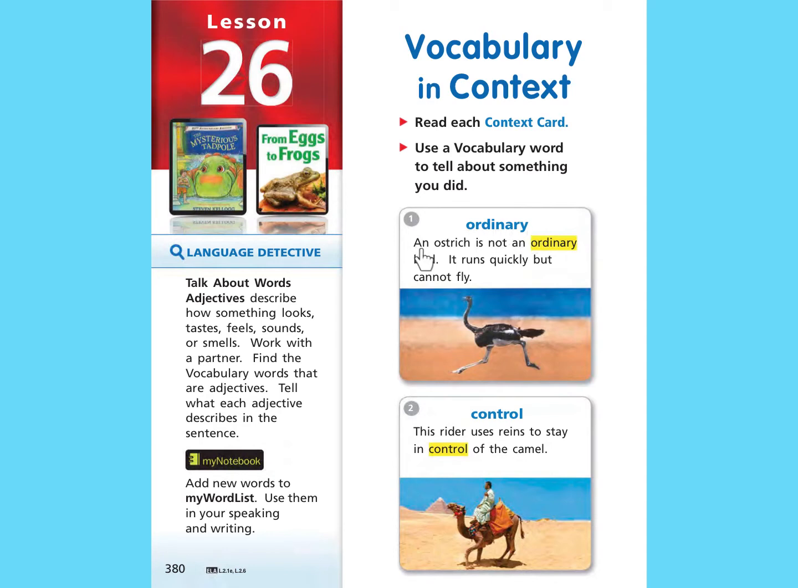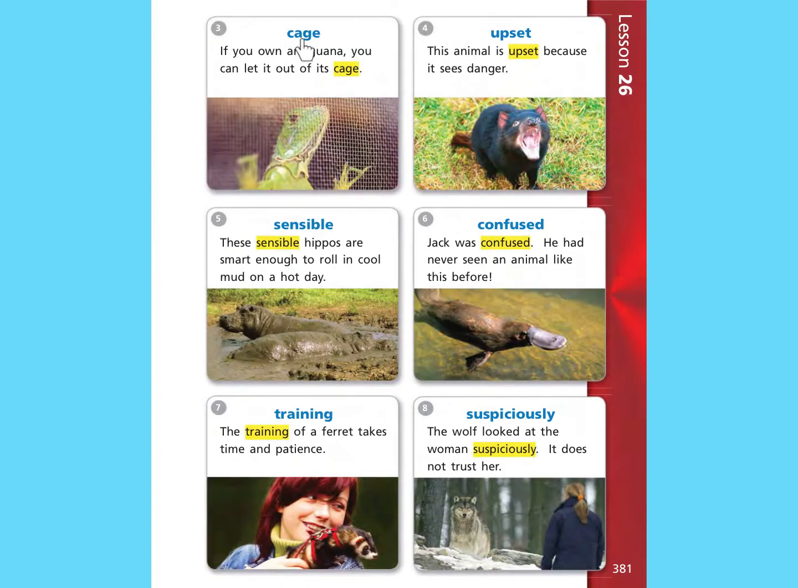Ordinary. An ostrich is not an ordinary bird. It runs quickly but cannot fly. Control. This rider uses reins to stay in control of the camel. Cage. If you own an iguana, you can let it out of its cage. Upset. This animal is upset because it sees danger.